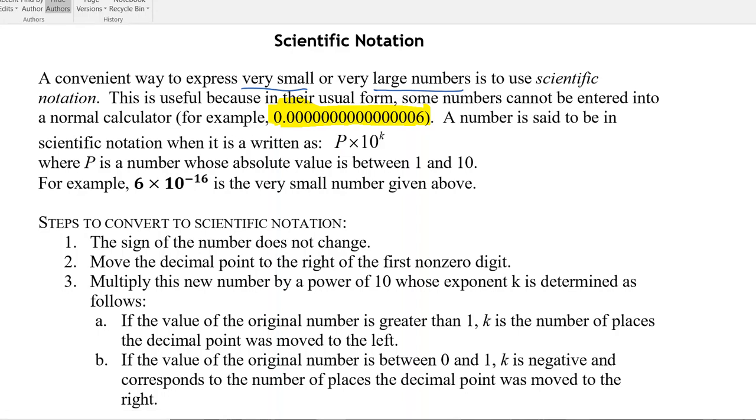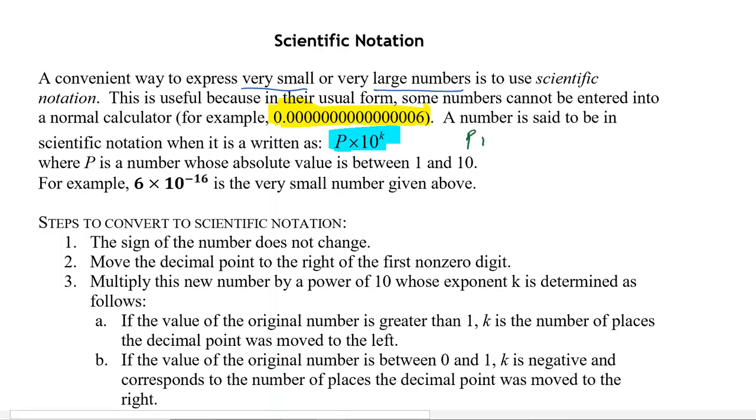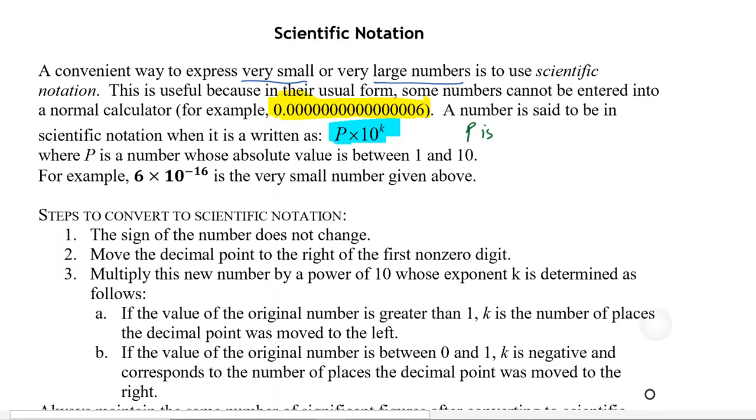Scientific notation has this form: p times 10 raised to power k. It's a shorthand to write very small or very large numbers. So what are the restrictions on p? What is p? p can be any digit from 1 to 9. So p can be 1, 2, 3, 4, 5, 6, 7, 8, or 9. So any single digit.